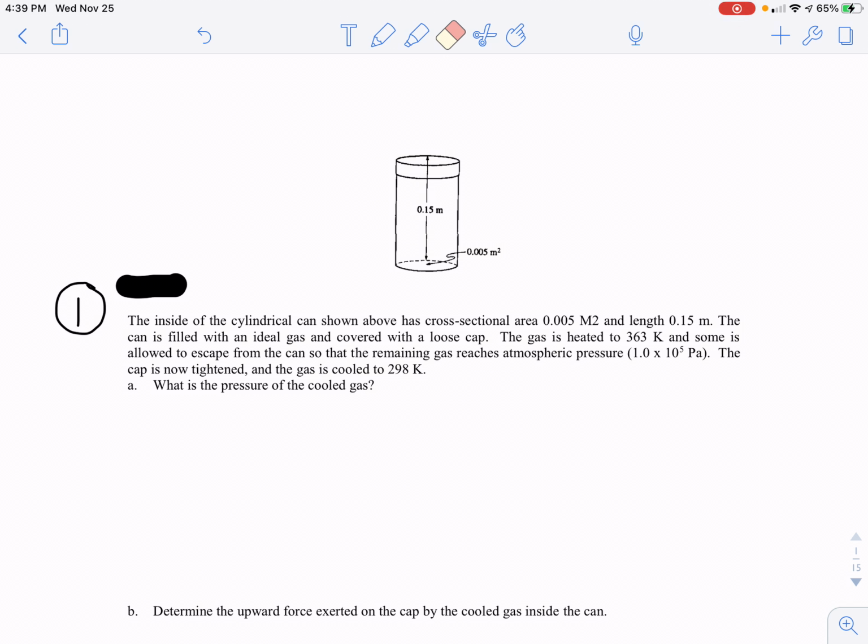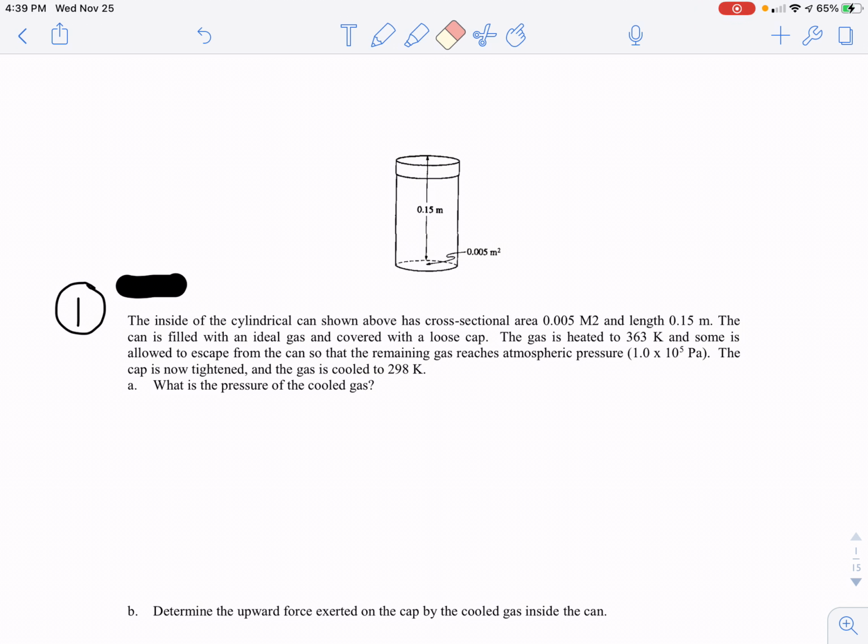The gas is heated to 363 Kelvin, and some gas is allowed to escape the can so that the remaining gas reaches atmospheric pressure at 1.0 times 10 to the 5 pascals. The cap is now tightened, and the gas is cooled to 298 Kelvin. What is the pressure of the cooled gas?